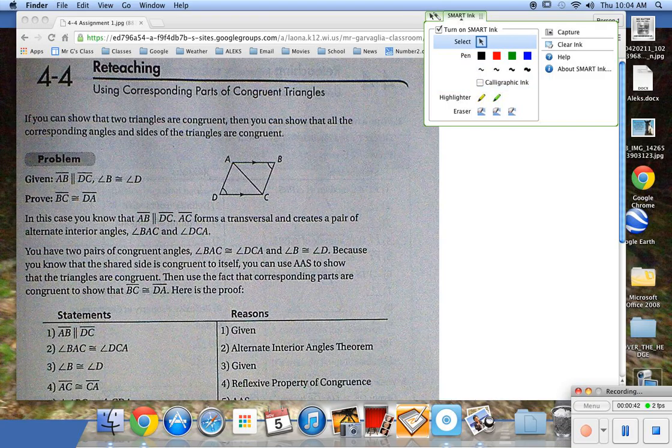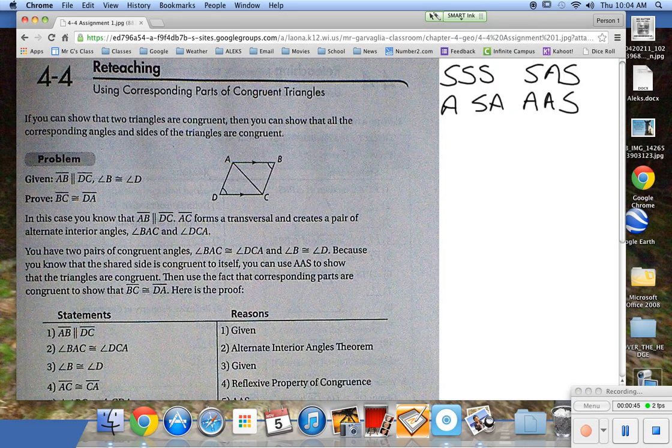Let's take a look down here a little bit. We're given that line AB is parallel to DC. So these 2 lines are parallel. We are given that angle B is congruent to angle D. These 2 are congruent. We want to prove that line BC is congruent to DA. How are we going to do it? Let's take a look.